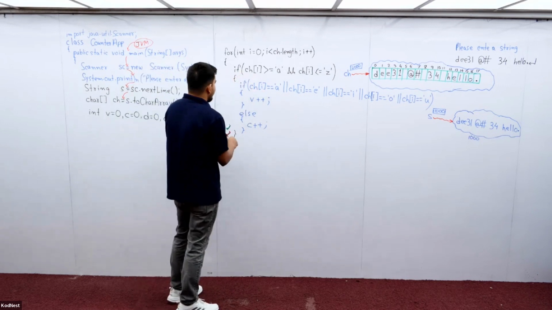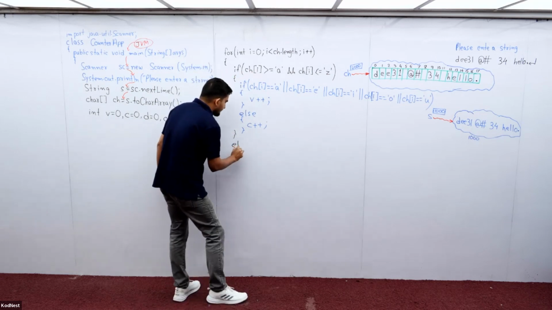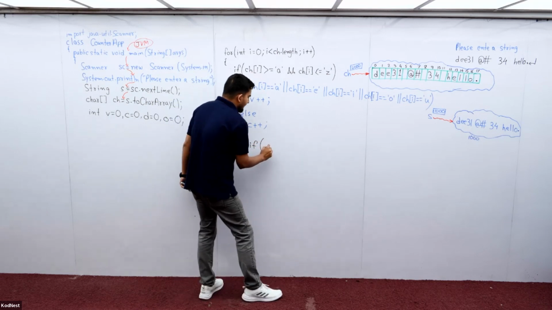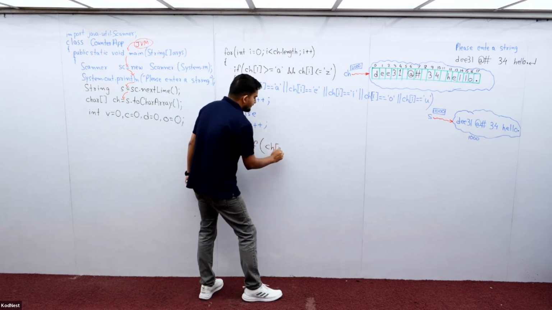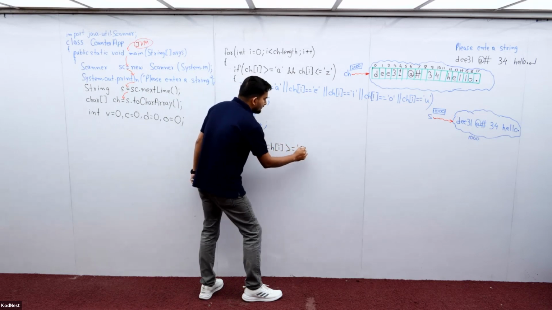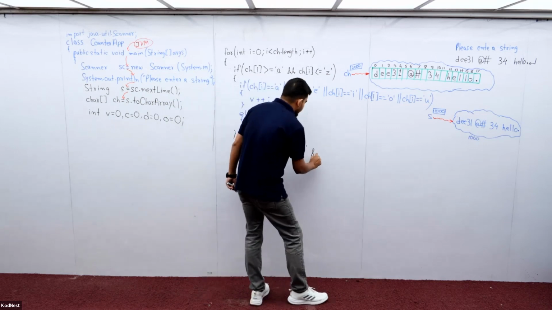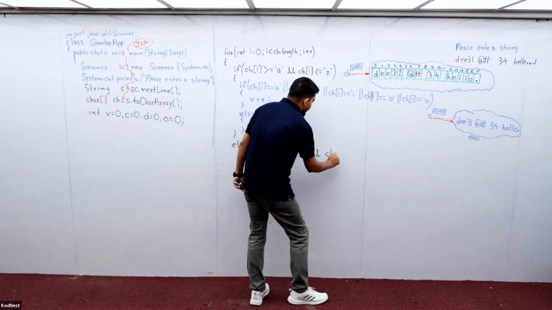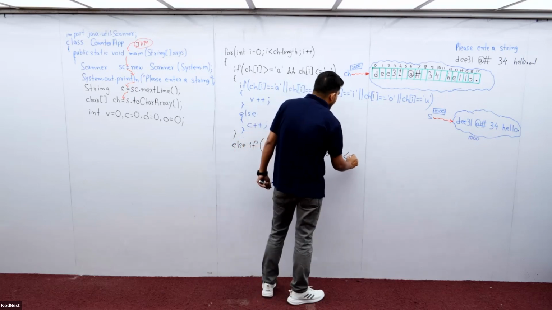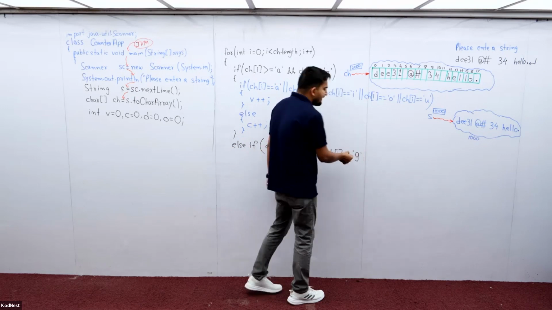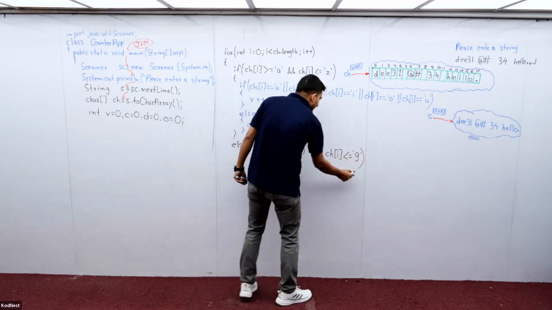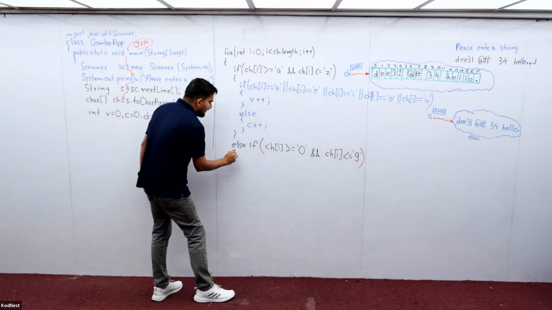So maybe I am going to say else if the current character, that means ch of I, is greater than or equal to 0, and the current character happens to be less than or equal to 9. But again, within single quote, we have to compare the Unicode values of the characters. If this happens to be the case, whose value are we going to increase?